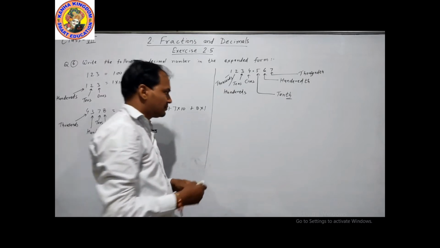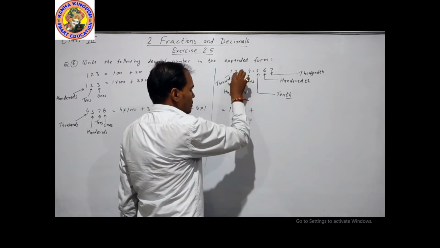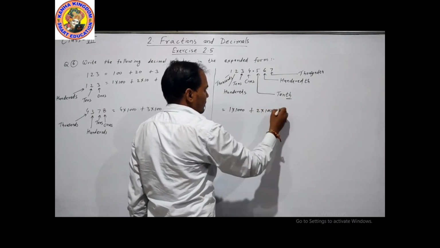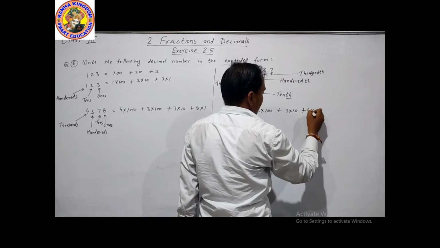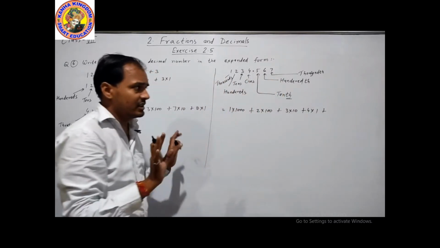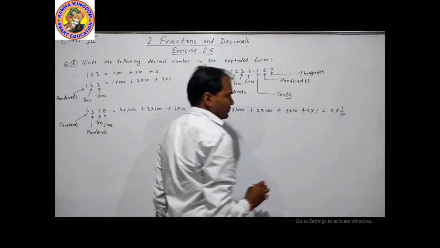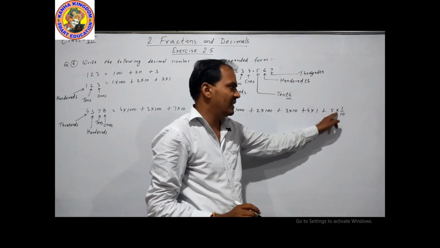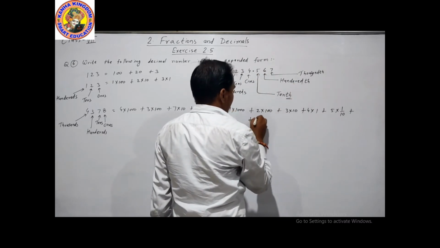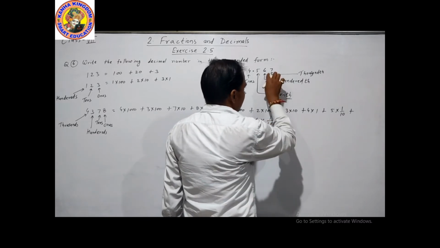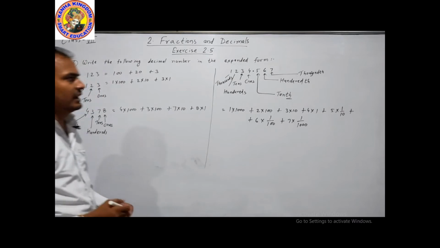Now in the expanded form, this number is 1 into 1000 plus 2 into 100 plus 3 into 10, 4 into 1 plus, forget the decimal point, 5 into tenths, 5 into 1 upon 10, then plus 6 into hundredths, 6 into 1 upon 100, 7 into thousandths, 7 into 1 upon 1000. This is our expanded form.